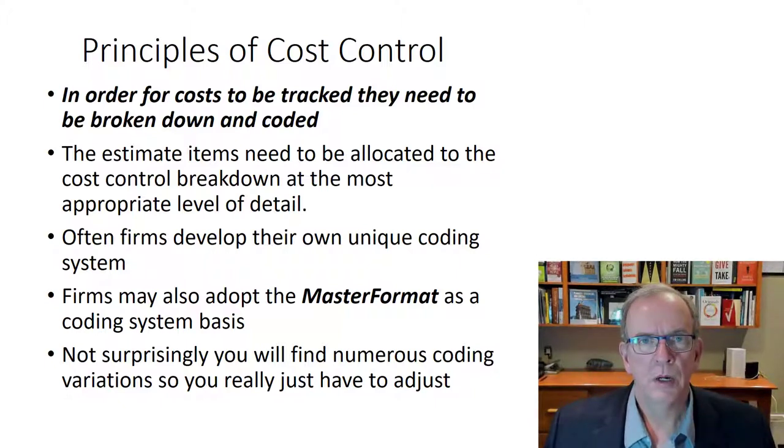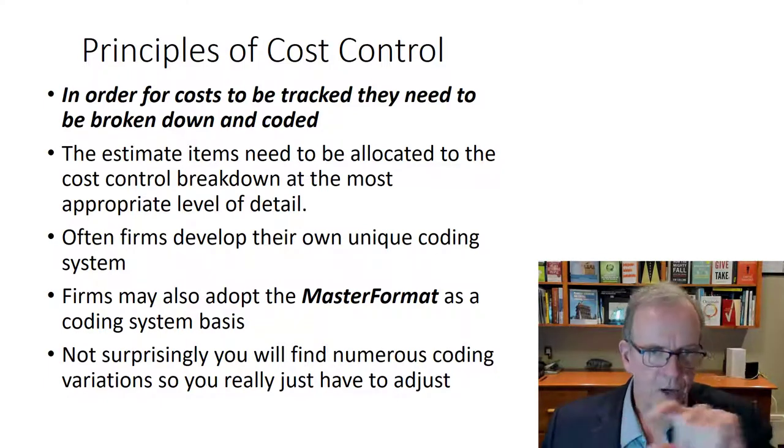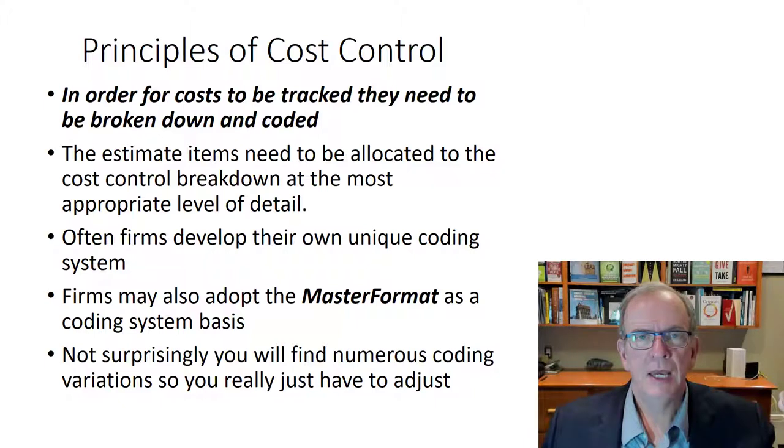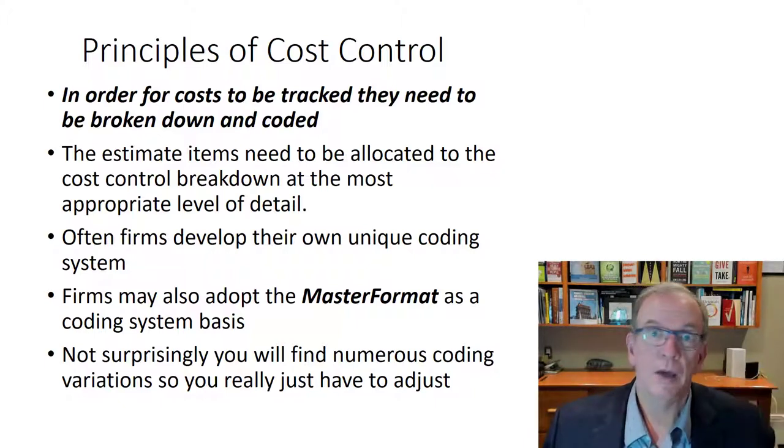So if we know, for example, that we've got a certain code for this area of work, then within that area of work, we can have it broken down by labor, by materials, by other particular items that we are tracking, equipment. Okay, so there's different coding systems.